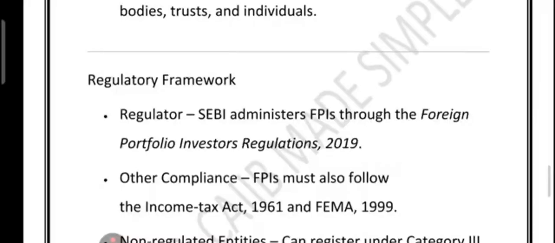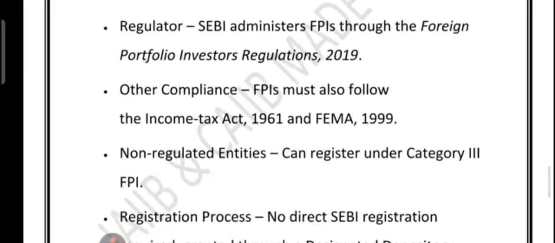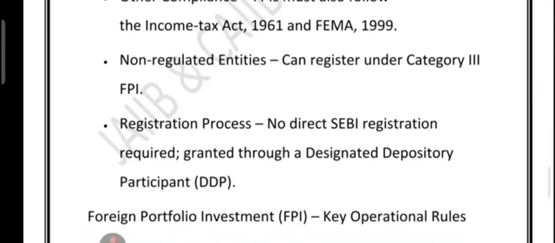Now who regulates this? In India, SEBI is the main regulator under the Foreign Portfolio Investor Regulations 2019. FPIs must also follow FEMA and the Income Tax Act. So suppose you are an entity that is not regulated, you can still register as a category 3 FPI, but you don't apply directly to SEBI. You go through the DDP. What is DDP? Designated Depository Participant. So you can still enter as a category 3 FPI, but you don't apply directly to SEBI, you go through a DDP.